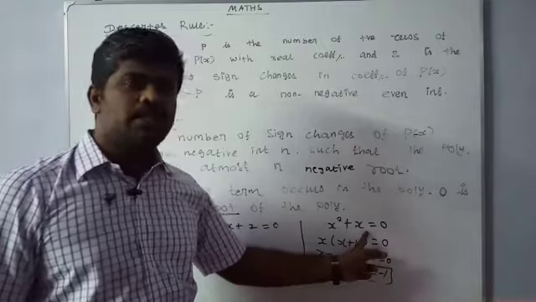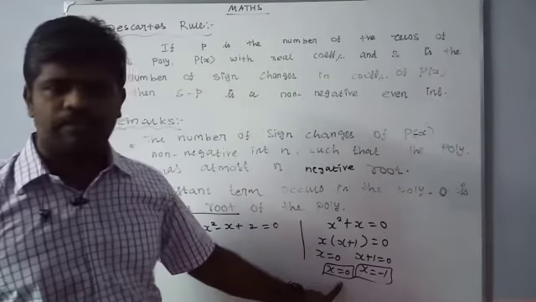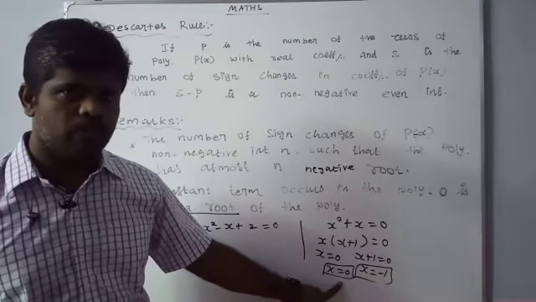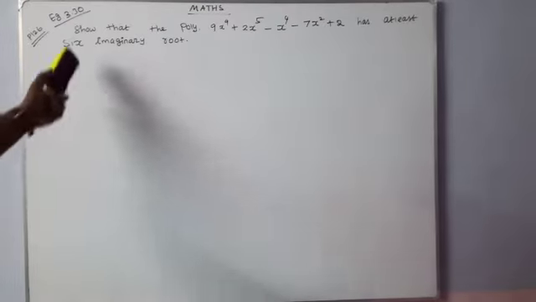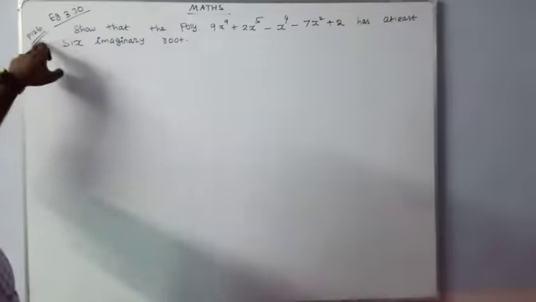There is no constant term. 0 is a factor. 0 is a root. Now let us discuss another sum. Example 3.30, page number 126.